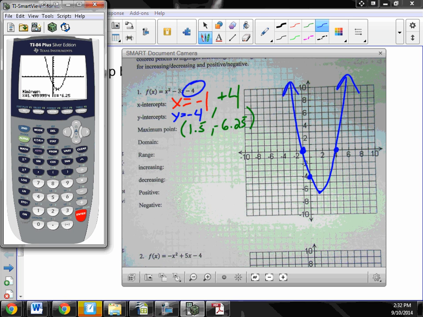Any questions about that? Max or min, depending on the direction of the parabola. Yeah, I updated that on the website. It'll be correct. Jason, you all right? You need glasses?